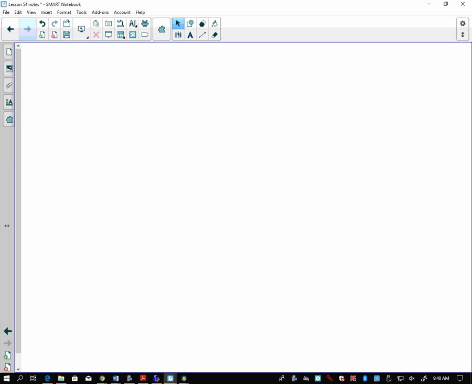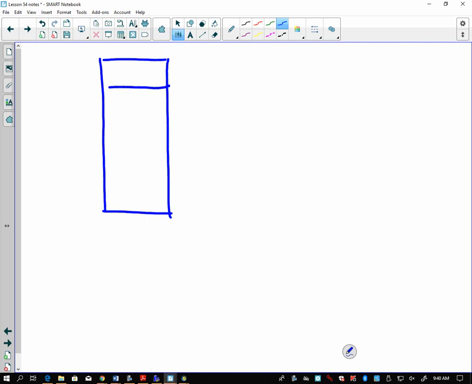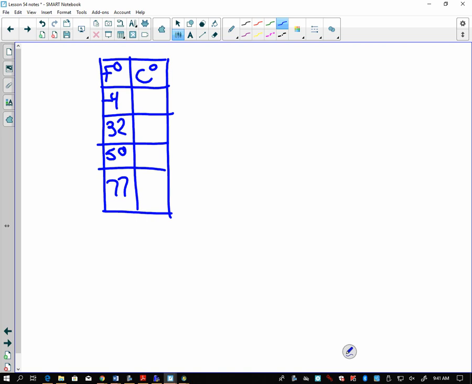So what they want you to do is create a table, and you could do this vertically or horizontally, but let's say it looked like this, where we had Fahrenheit and Celsius. They give me a bunch of Fahrenheit degrees, in order: negative 4, 32, 50, and 77, right? So they give you those degrees Fahrenheit, and they want to know what the equivalent degrees in Celsius are.